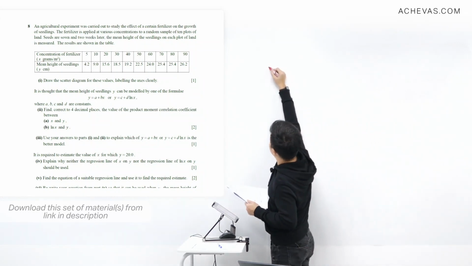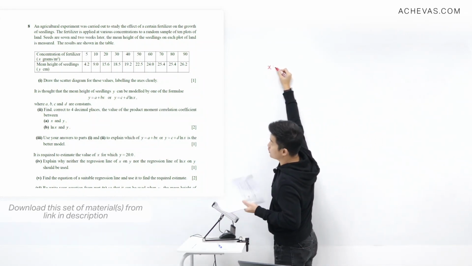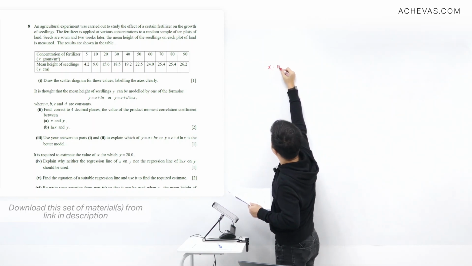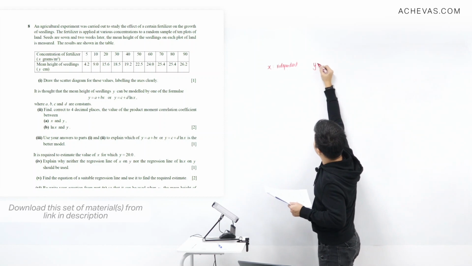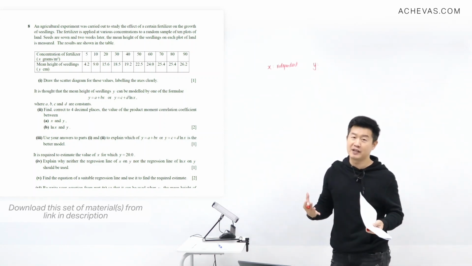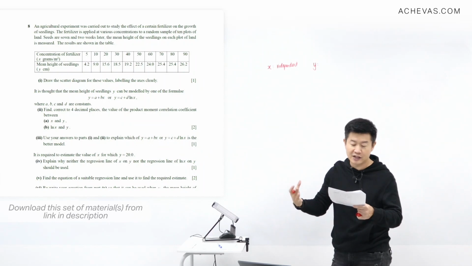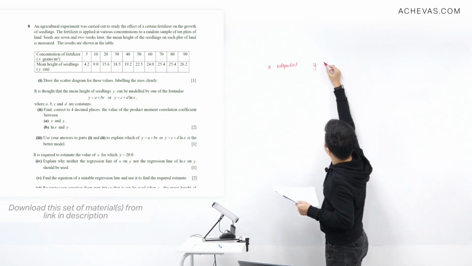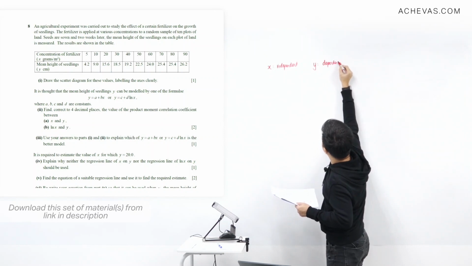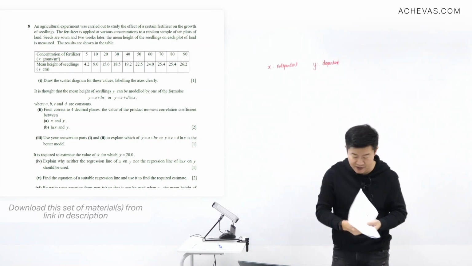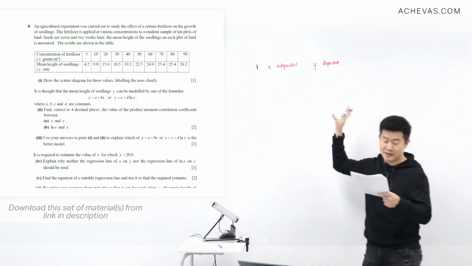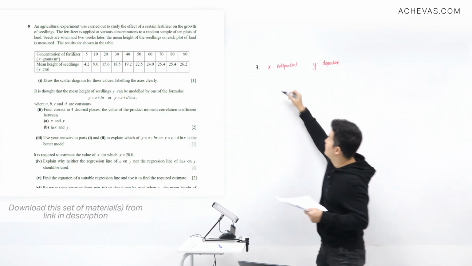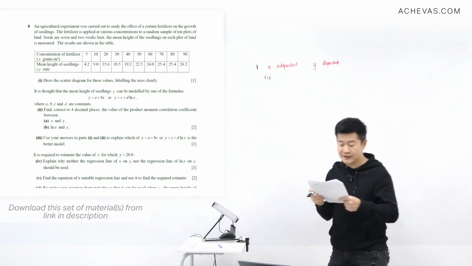Let's write it down here to let ourselves know. X, according to the way the experiment is carried out, is the concentration of the fertilizer, and this is independent of the experiment, so it is the independent data. As for Y, Y is the output from the experiment. It depends on the experiment itself, the mean height of the seedling. So Y is the dependent data. This is defined for us by the question already, so as we do this question, we want to make sure we respect this relationship. In part 1, we are supposed to draw the scatter diagram.